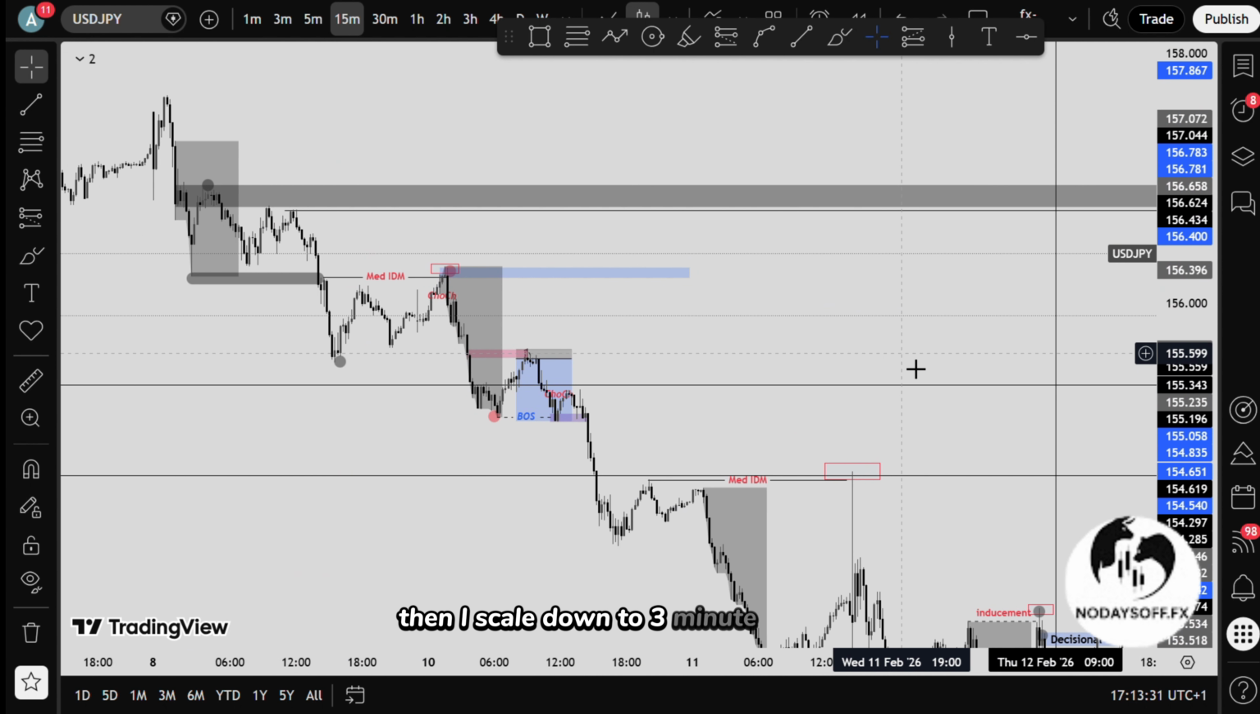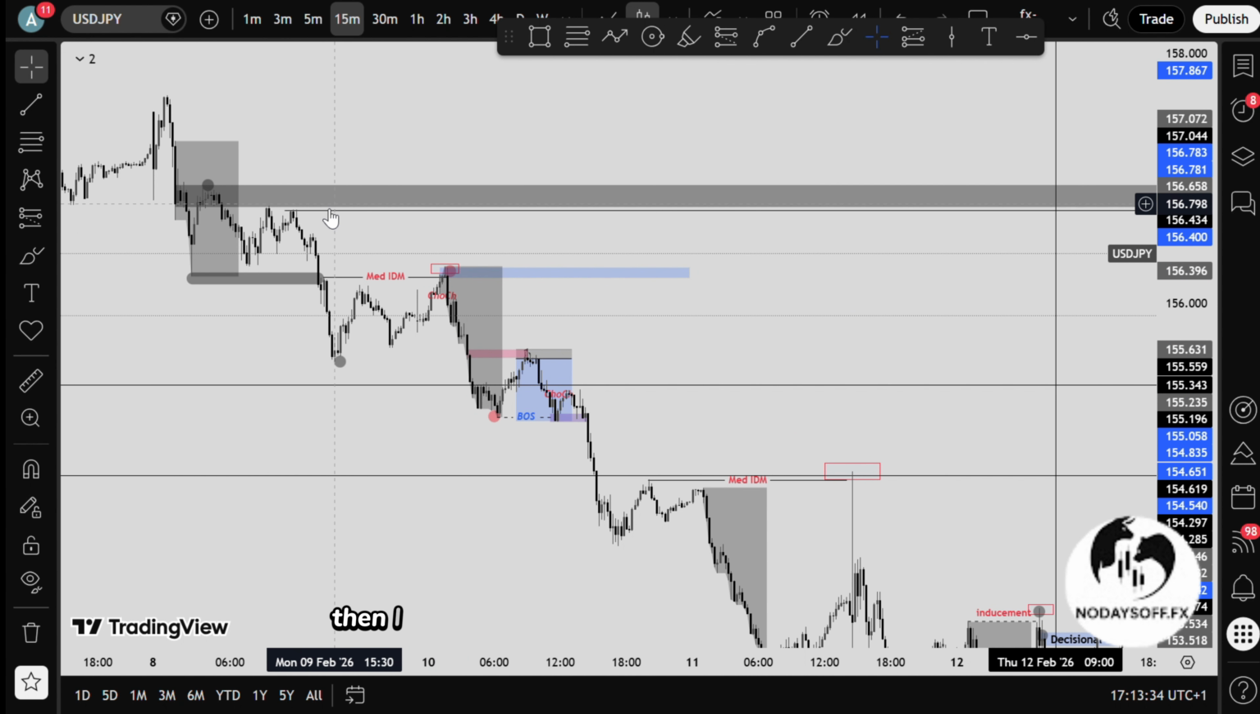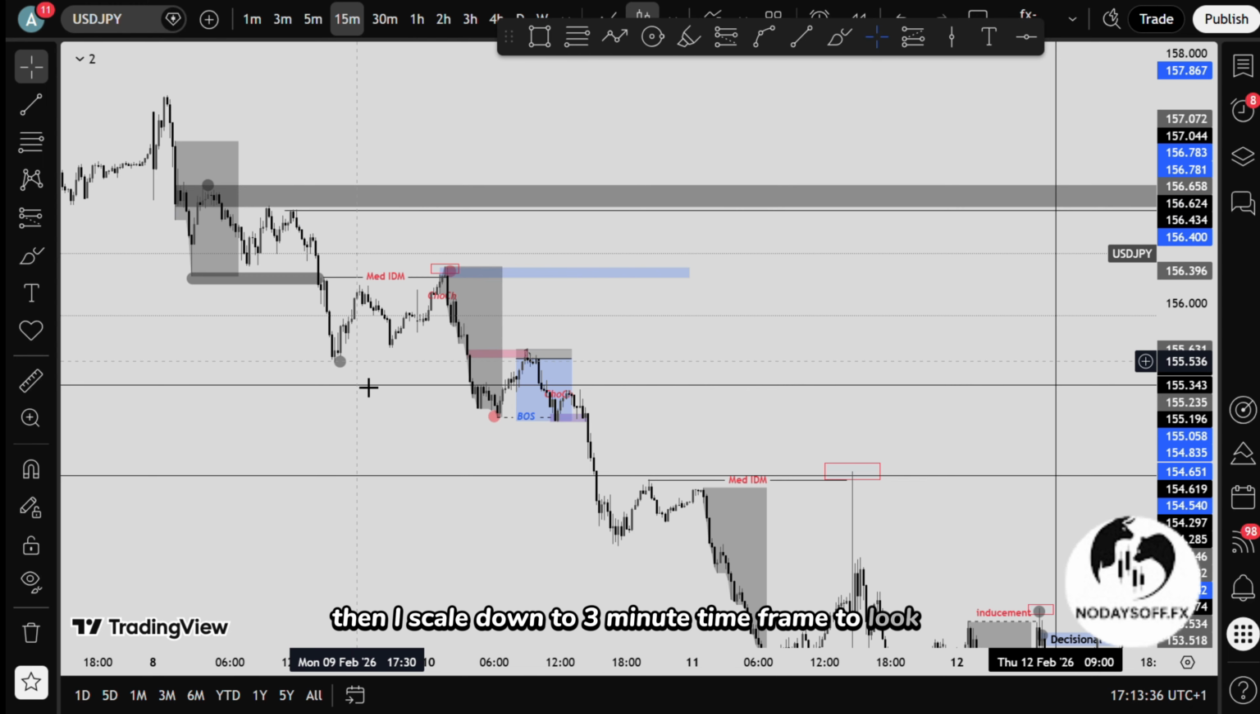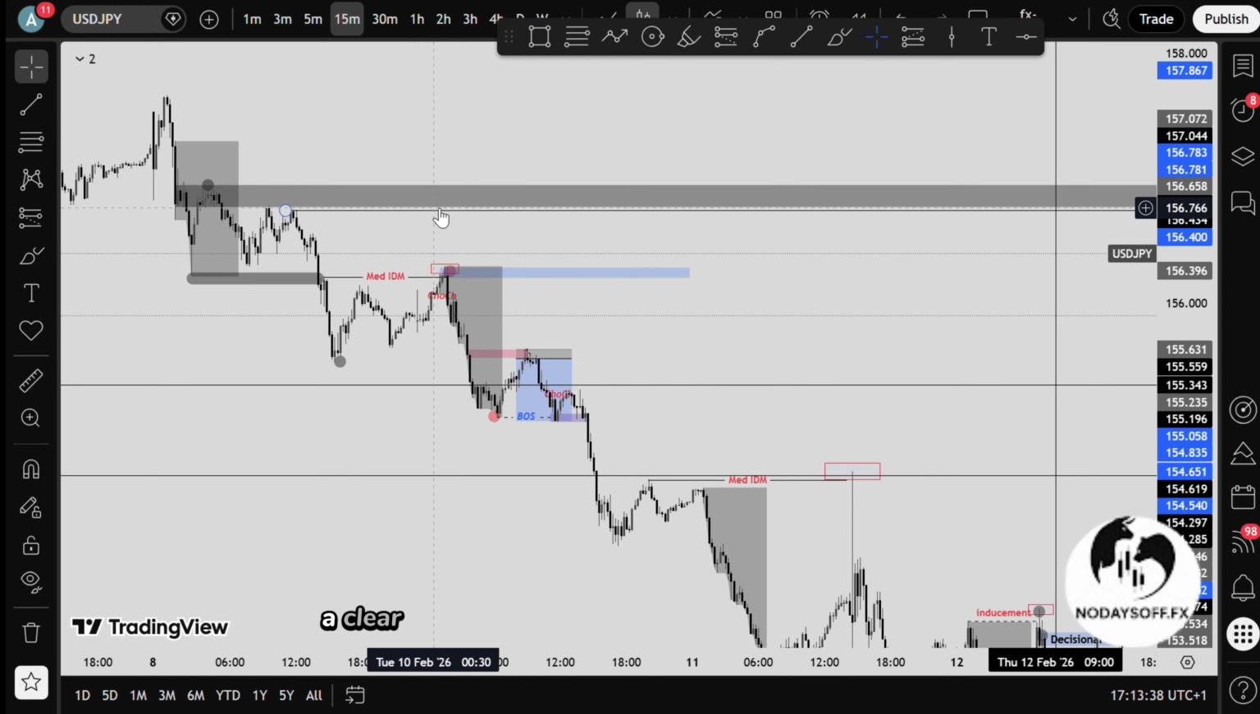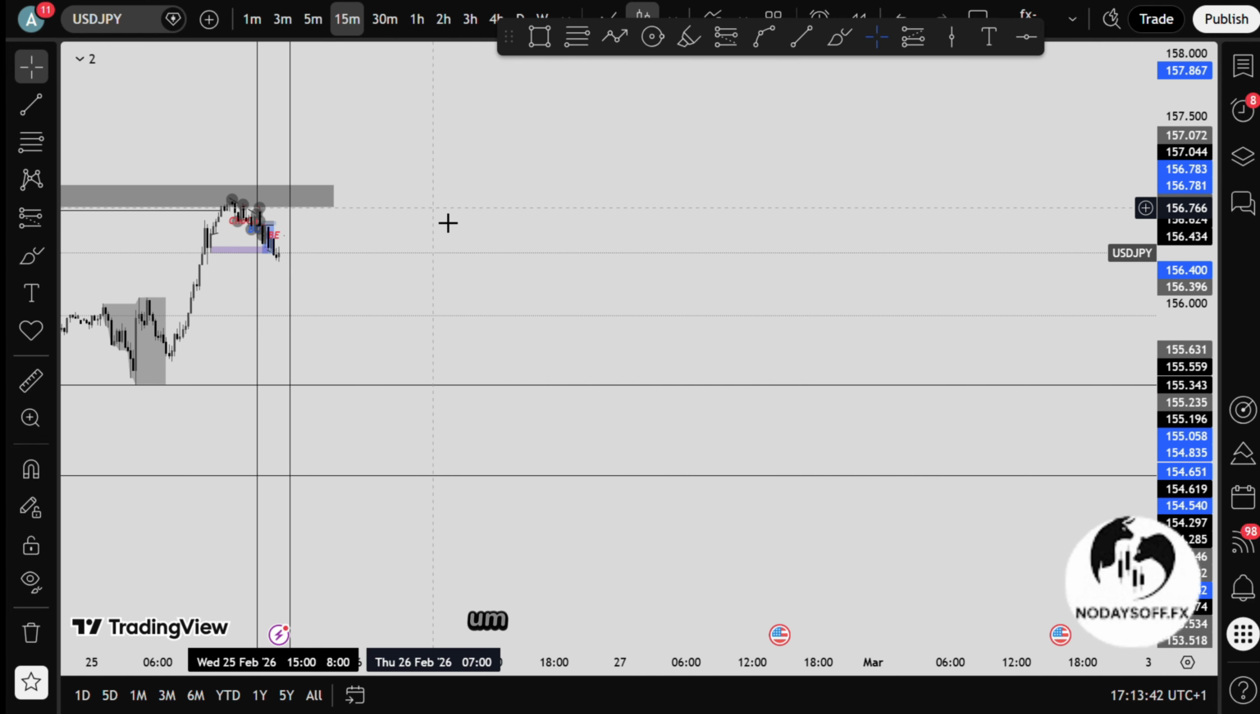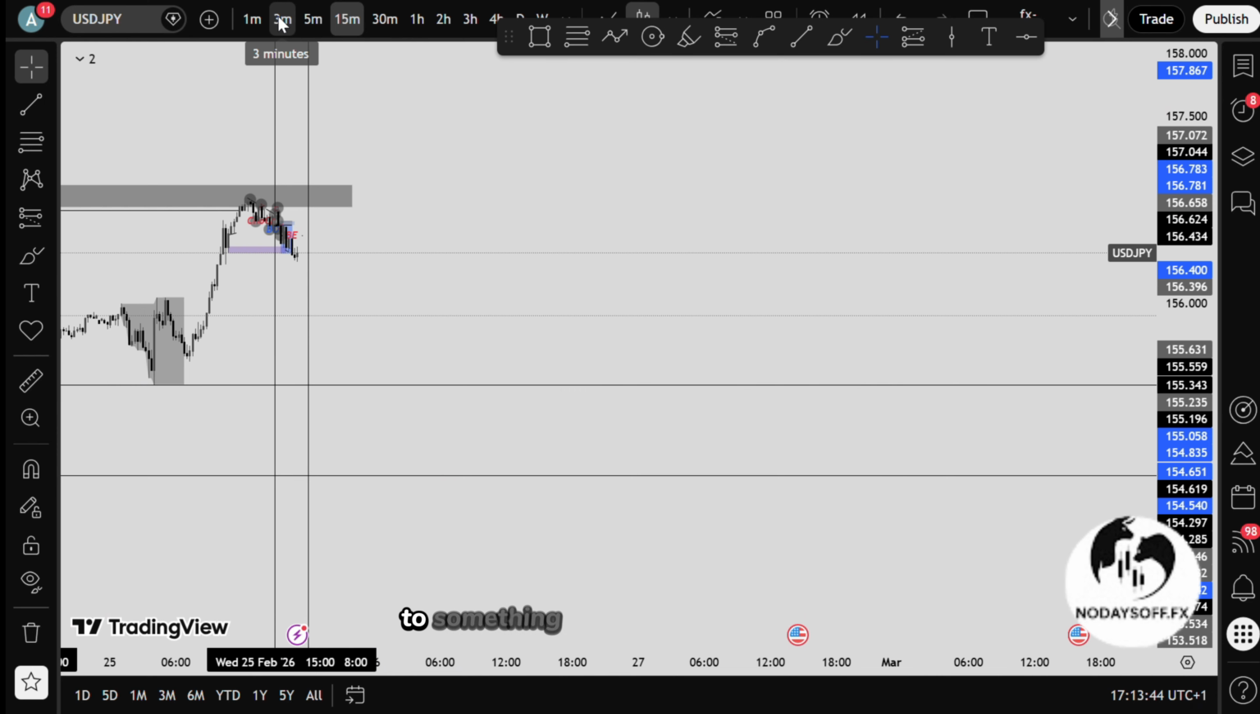Then I scale down to the 3-minute time frame to look for a clear 2-leg protocol or unintentional movement, or a candle prior, just something that will be a plus to the setup.